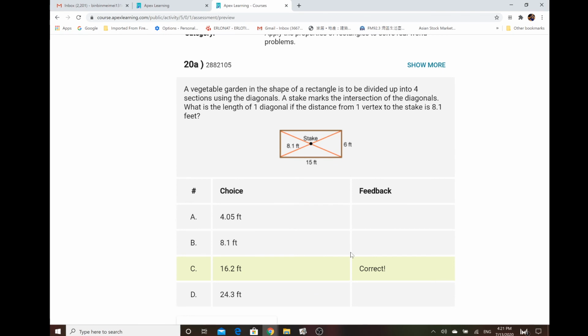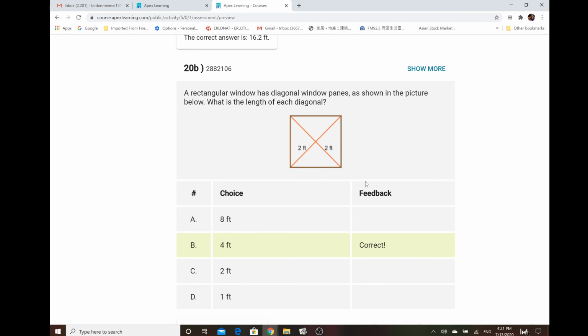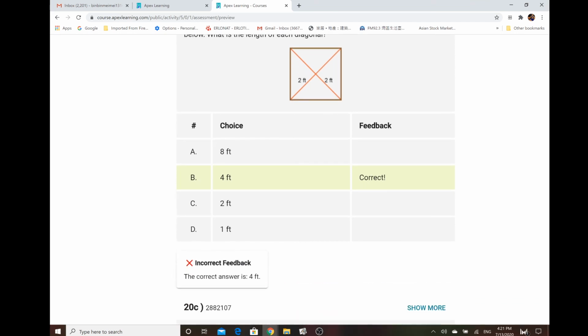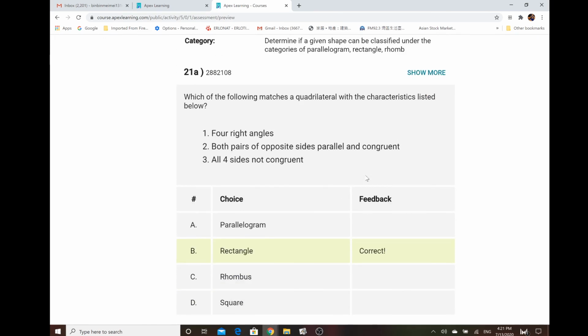Again, the word problem is pretty similar to the one that we were talking about. Half of the diagonal is 8.1, so that means the whole diagonal is 16.2. 2 feet plus 2 feet is 4 feet. So it's quite straightforward. And which of the following matches a quadrilateral with the characteristics listed below?